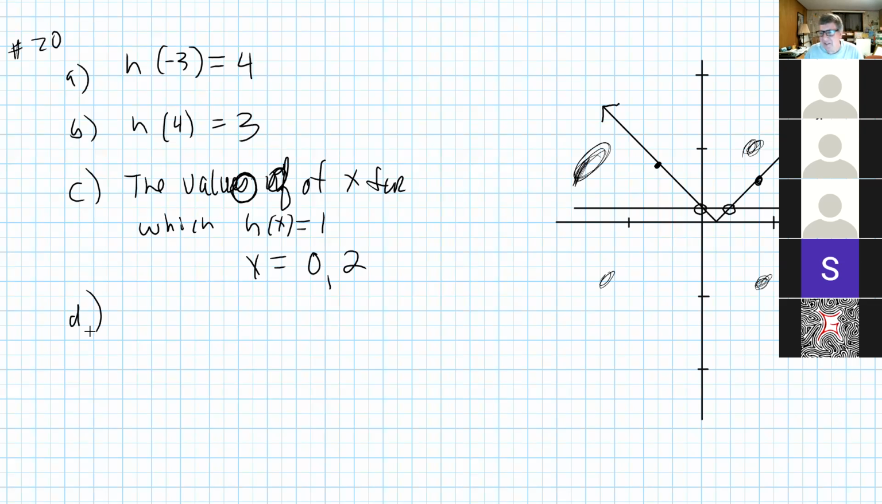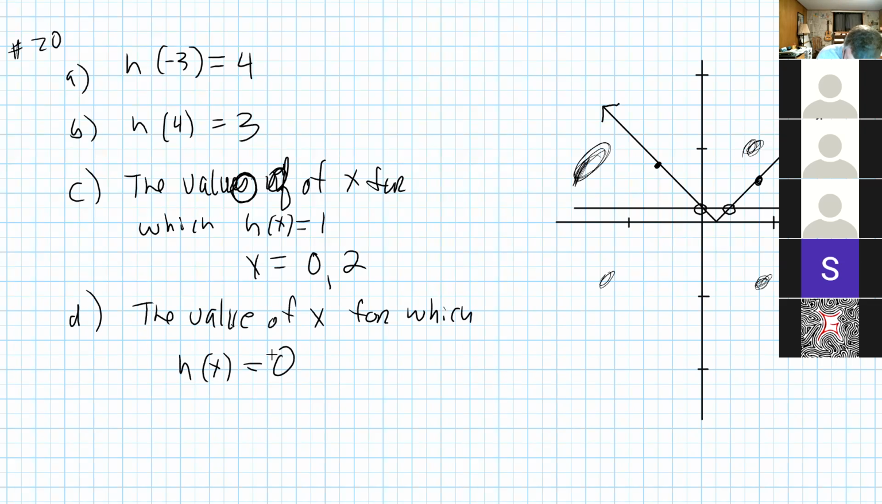This is actually the graph of an absolute value. How fun is that? All right. The value of x for which h of x equals 0. Okay, x is 1 right there. Good job. Any questions before we go to the next example?